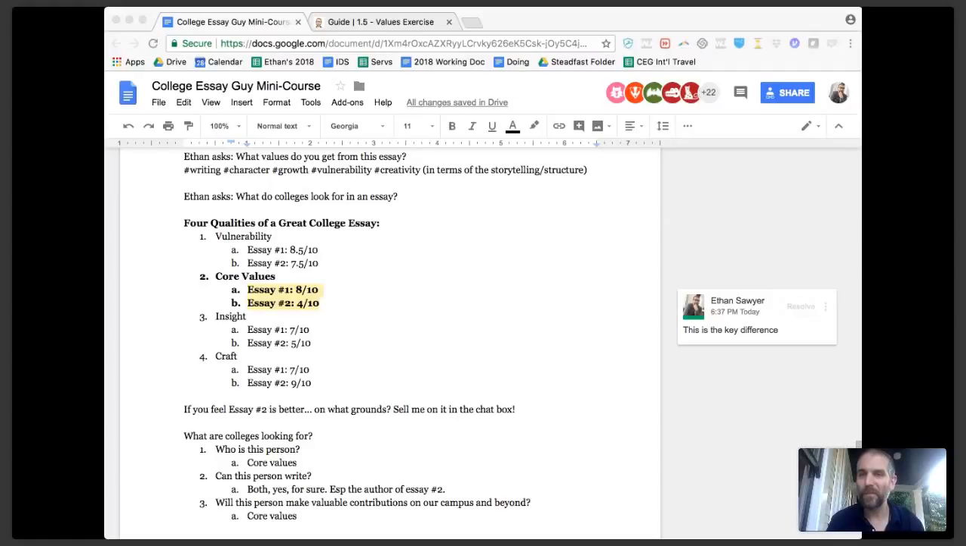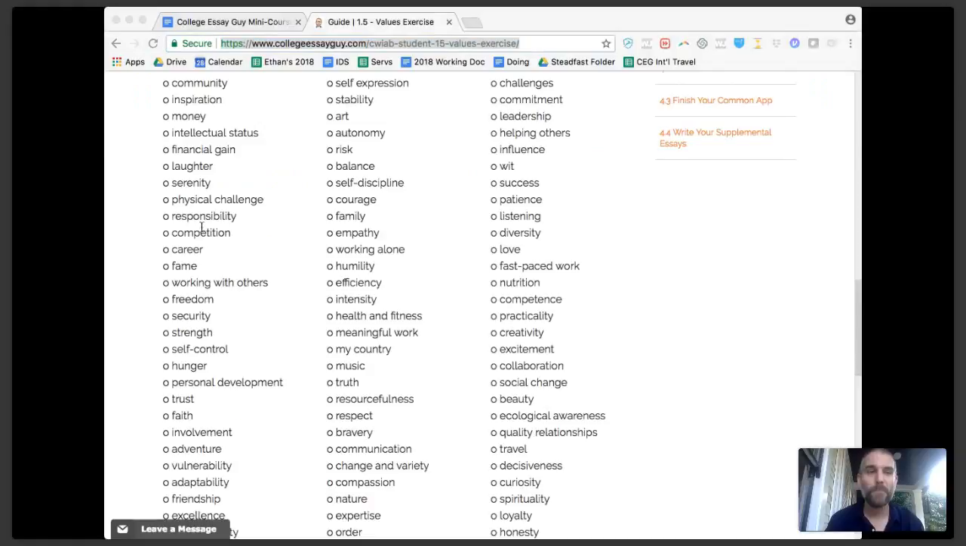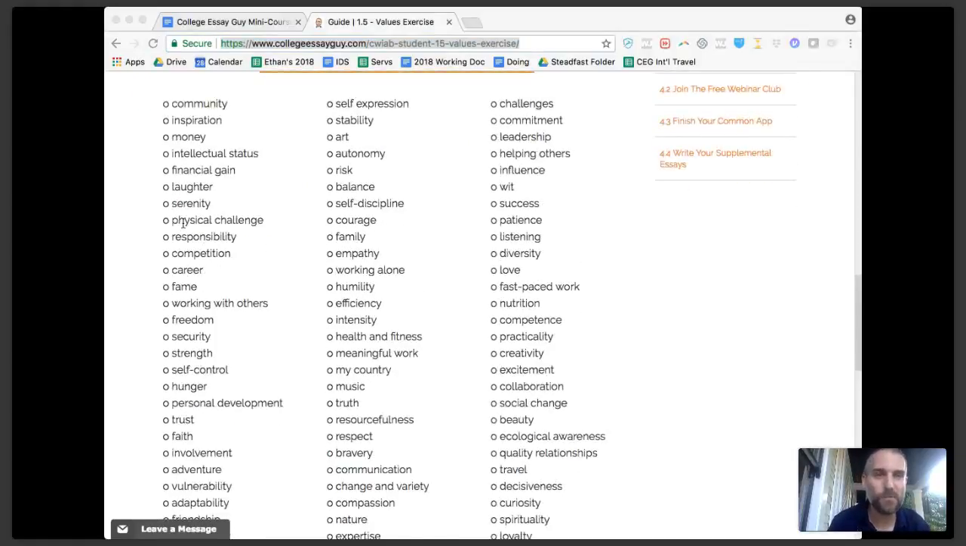Let's see. What do core values mean? So core values is that list, Dylan, that I posted. And it's something that I talked about in session 1. If you take a look at the screen for a second, what are the values that are most important to you? And part of the homework for this session was to identify your top 10 values.